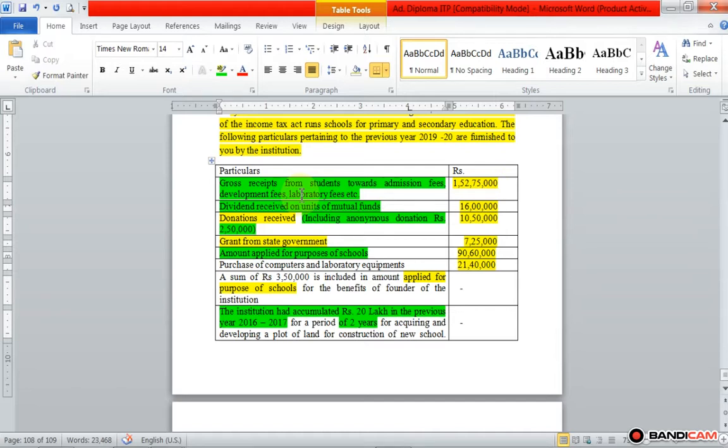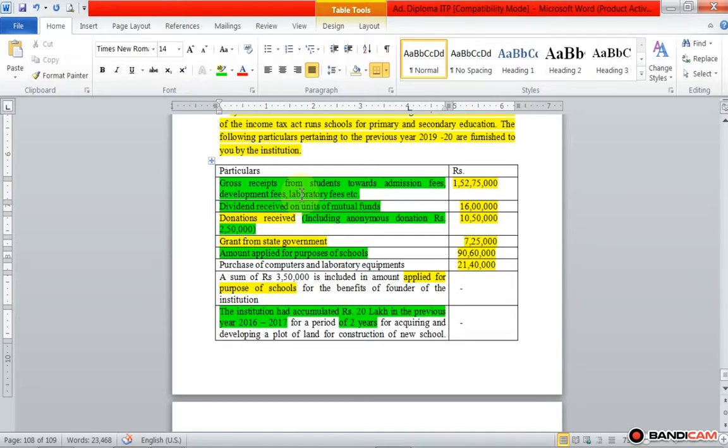So the grant is given to the educational institution for the purpose of construction of a building, or for the purpose of development of the school. So these are considered as capital, or application of money in a capital asset, that is, for construction of a building or construction of a school building. So it is exempted, or it is deducted from the income.